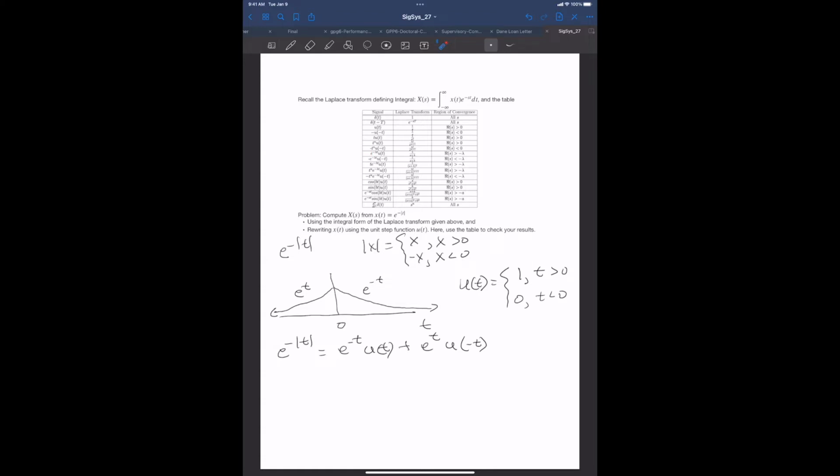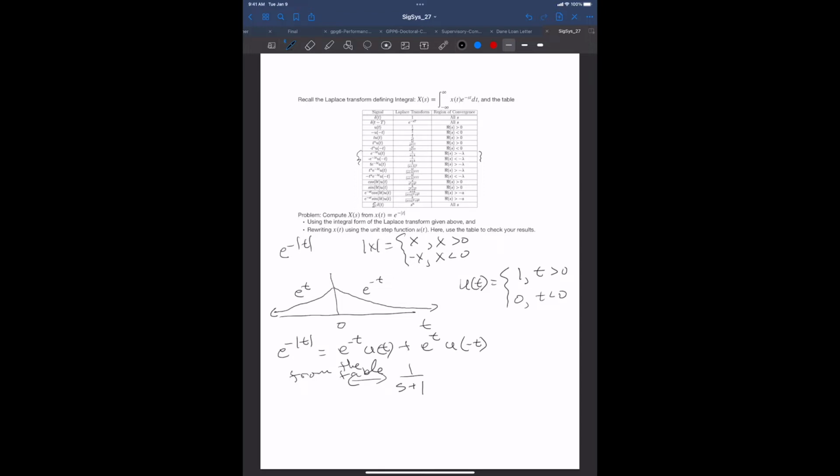And now we can look up here at the table where we have these two functions, and we now can see that I need either e to the minus lambda t u of t. So for that term, that first top row, lambda is 1, right? I have e to the minus 1t, so lambda is 1. So that term from the table is going to go over to 1 over s plus 1.